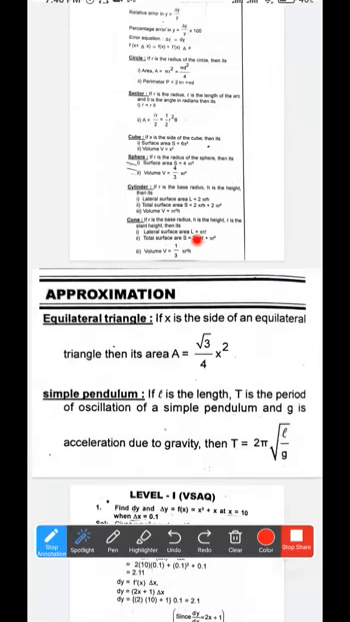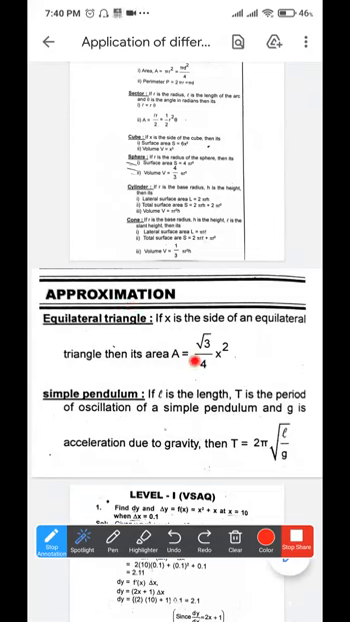Now approximation. The area of the equilateral triangle of side x is root 3 by 4 into x square. Simple pendulum: you have learned this in physics, in the oscillation chapter. T is equal to 2 pi into root L by g. This simple formula you have learned in your intermediate.